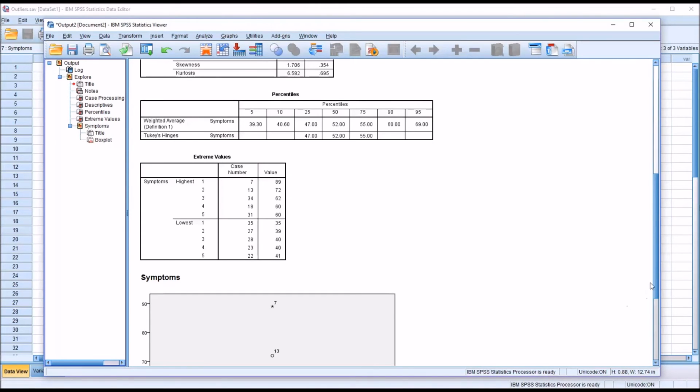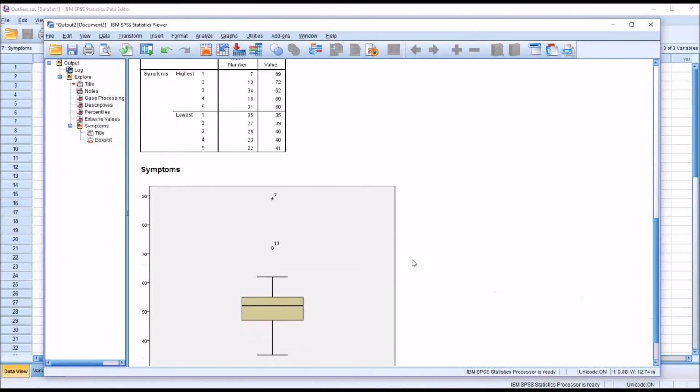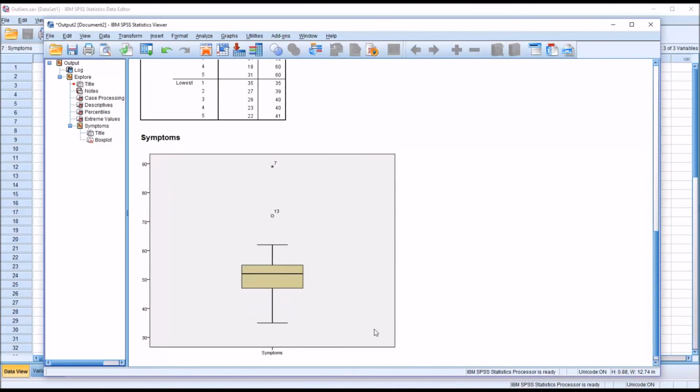In this case, our extreme outlier is case number 7, record 7, and that is 89, which is, of course, above 79. So that's why this value of 89 is an extreme outlier, and the value 72, record 13, is a mild outlier. So then the question becomes, what do we do with outliers? For example, in this case, we have no outliers toward the bottom end. The lowest value here is not considered an outlier. But toward the top end, we have two outliers.